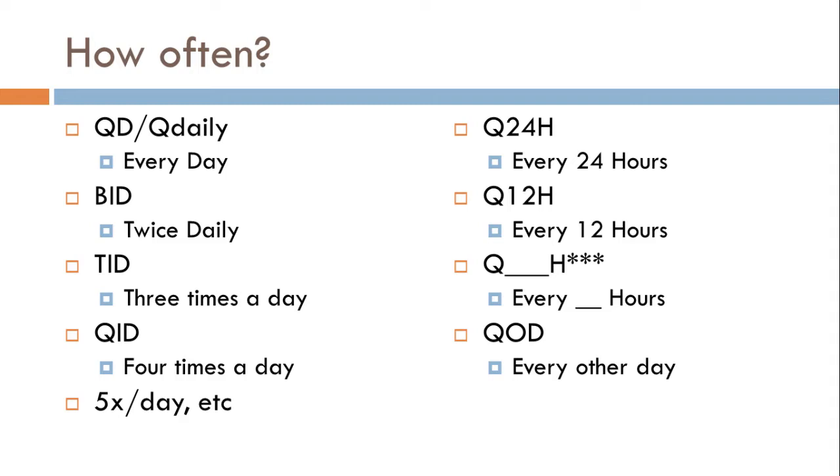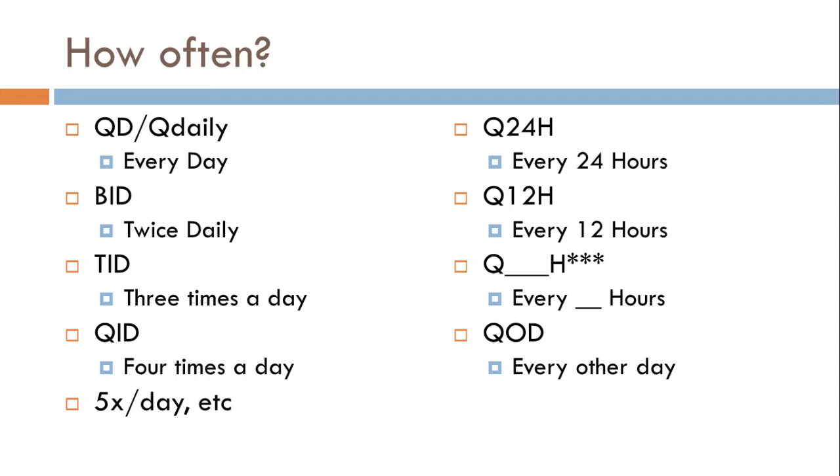BID, think bicycle, okay? Bi, 2, twice daily. And then TID, think tricycle. TID, 3 times a day. QID, you can think like the word quad. Quad means 4, so 4 times a day. And then after that, most prescribers just start writing 5x a day, 6x a day, 7x a day, and so on. Past that, you might see some every so many hours.